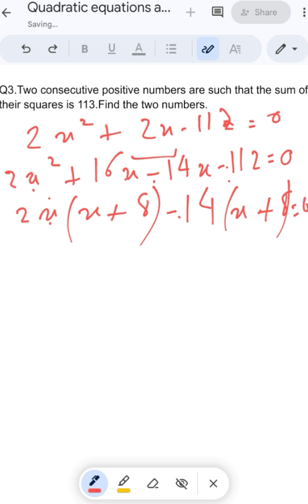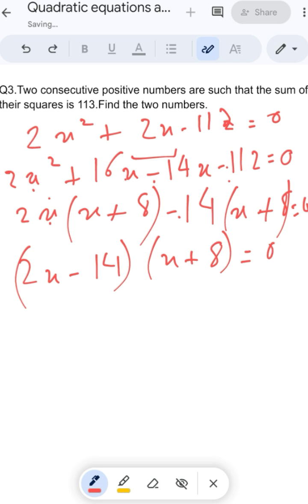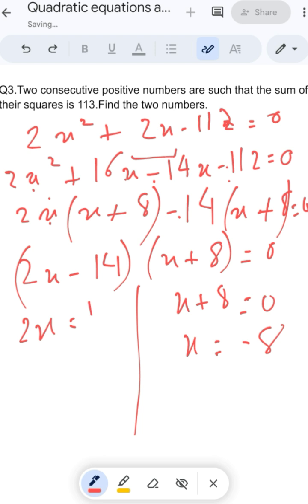Okay, now let's keep it in bracket form. 2x minus 14 and x plus 8 is equal to 0. So if I put these like this, x plus 8 is equal to 0, that means x is equal to minus 8, and here I am having 2x is equal to 14. So this means x is equal to 7. Okay, I hope it's clear to you all.